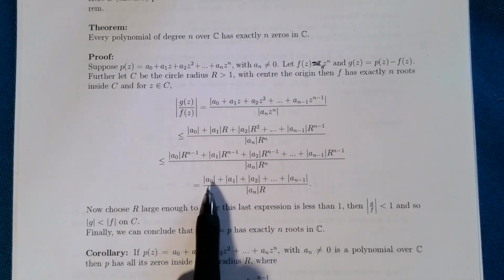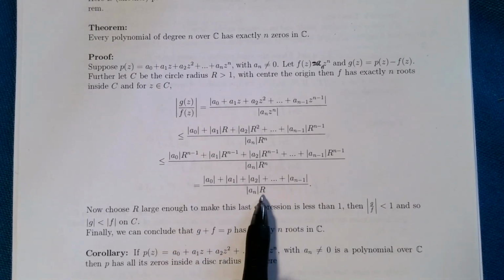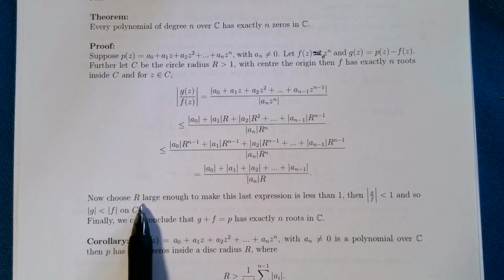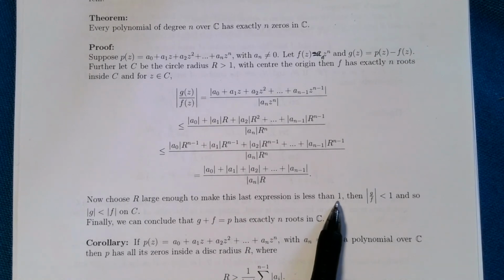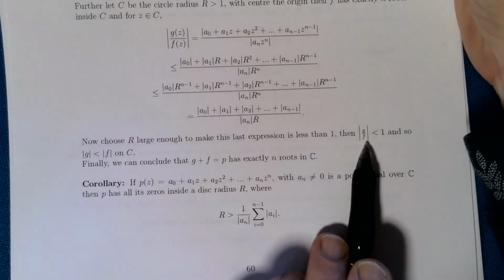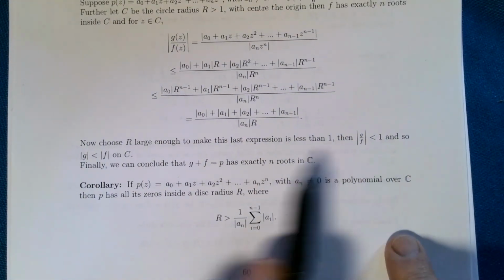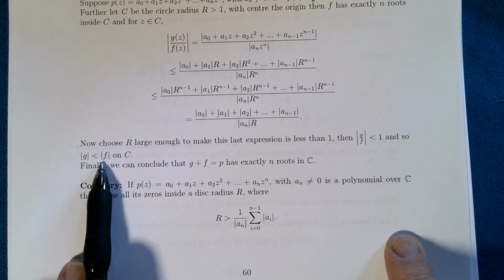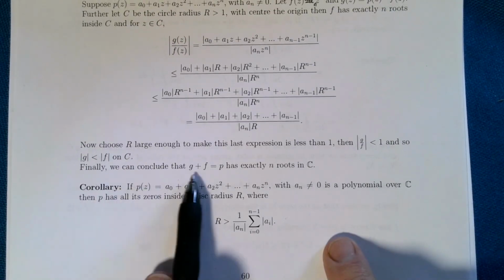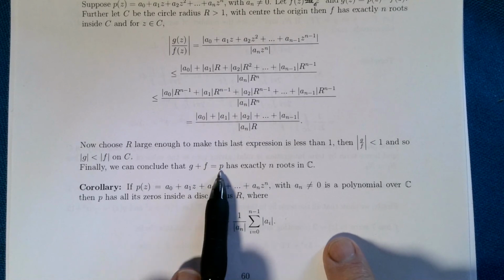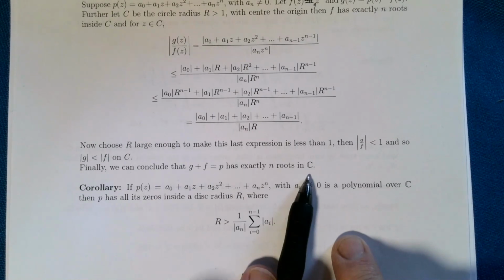Now these are all constants, so the top is some bounded constant, but the r I've got some control over, so I can choose r large enough to make this expression less than 1. And that means for sufficiently large r, then mod g over mod f is less than 1. And in particular, on that boundary circle, the mod g is less than mod f. And that's it, because then we can conclude that g plus f, which is the polynomial we started with, has the same number of roots as f, i.e. exactly n in the complex plane.